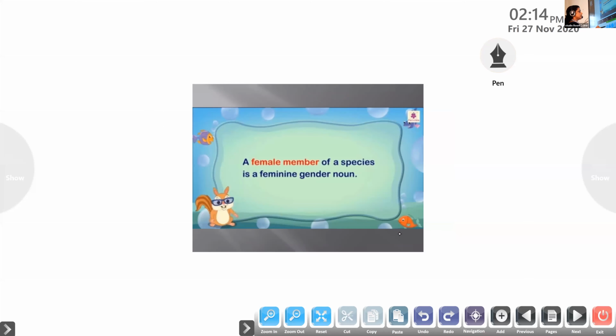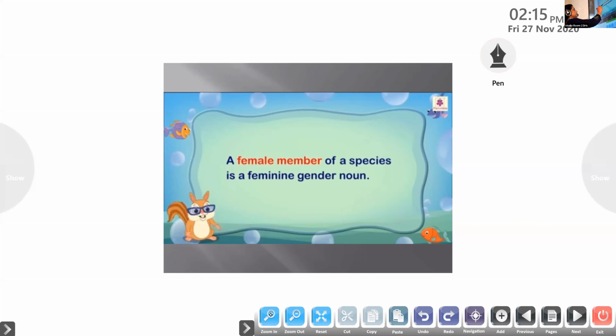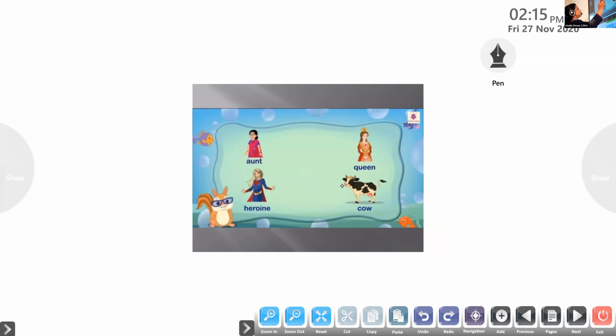Now we'll move on to the second type of gender, that is the feminine gender, the female member of a species. A female member of a species is called the feminine gender. For example, aunt, heroine, queen, cow. Is that clear? Aunt, heroine, queen, cow.